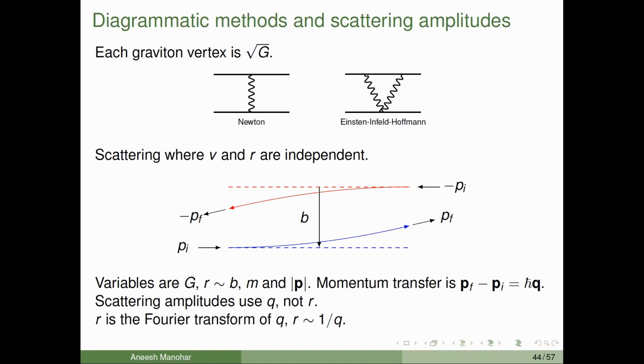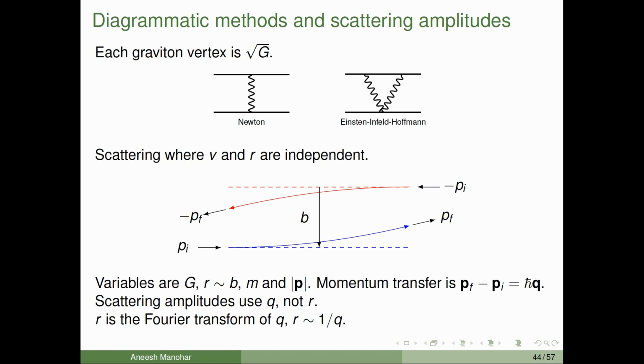The other maybe non-intuitive thing is that people decided to look at scattering instead of bound state orbits, where you can treat the velocity and the radius as independent. So you can have a particle coming in and another particle in the opposite direction. I've drawn this in the center of mass frame, and they scatter. The variables of this problem are Newton's constant, the impact parameter, effectively the radius, the mass of the particle, the momentum of the particle, and the momentum transfer. In field theory, we don't look at impact parameters or anything. We're just looking at the momenta of the particles.